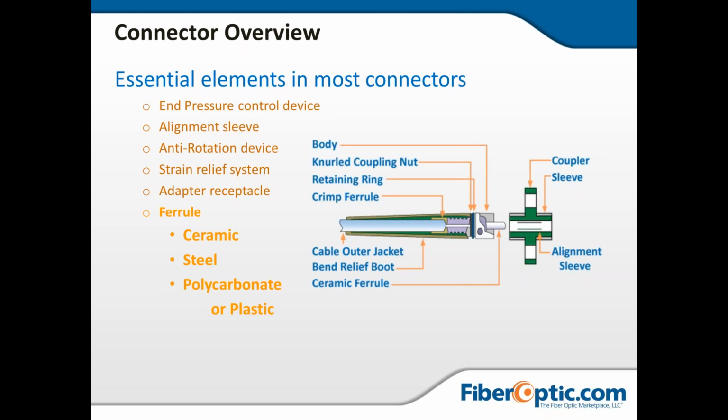Ceramic, you usually end up finding you have a better dB loss with ceramic, in my personal opinion, although I found that plastic is also very good and can help out very, very well as far as the performance of your fiber. So this is a basic breakdown of a connector overview.